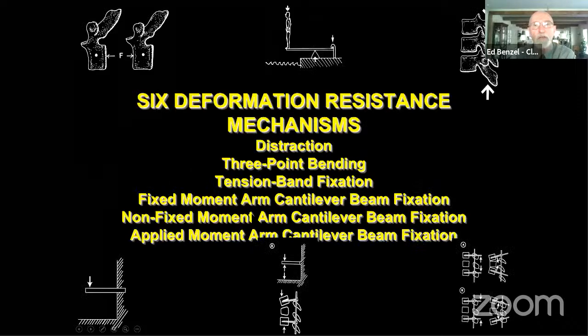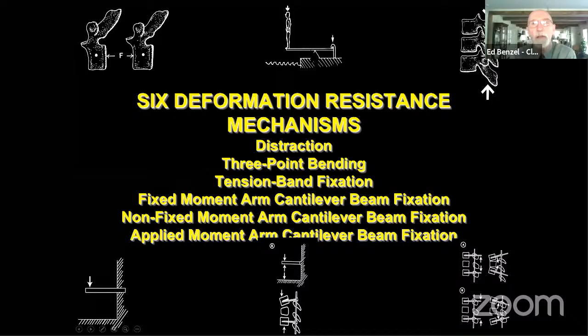So we can prevent or correct deformity by 6 fundamental mechanisms. One is distraction. If we distract in the inner body region, we do not create a bending moment because we're distracting in the region of the instantaneous axis of rotation. However, if we distract, for example, farther dorsally, we might cause a ventral bending moment.